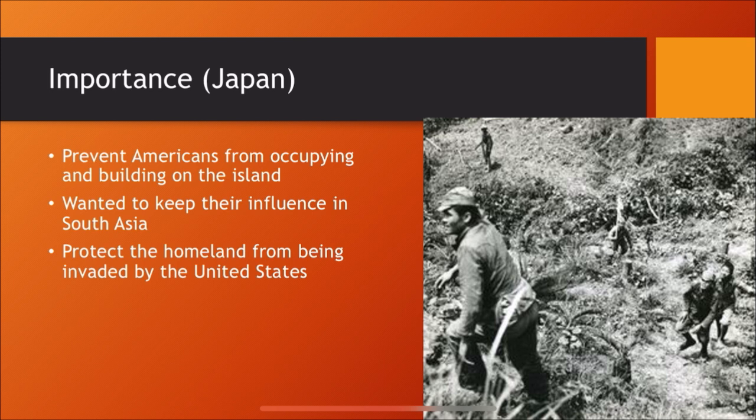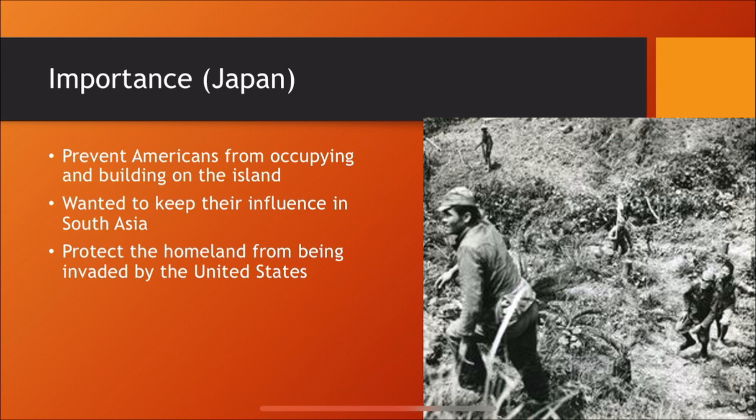Now I will discuss the importance of the battle for Japan. Japan, on the other hand, wanted to prevent the Allies from occupying and building on the island of Okinawa, as well as taking over the other islands nearby. They needed to maintain their South Asian influence so that they could remain the powerful force they were during World War II. Like I said earlier, there were many natural resources found in this region that the Japanese relied on during the war.